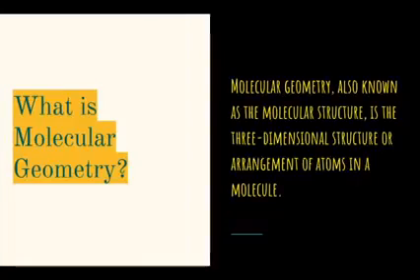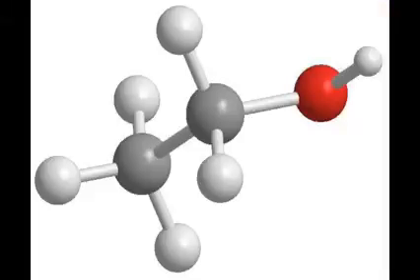Molecular geometry, also called the molecular structure, is a three-dimensional structure or arrangement of atoms in a molecule. Understanding the molecular structure of a compound can help determine the polarity, reactivity, phase of matter, color, magnetism, as well as the biological activity. It is also usually called the ball and stick model because its structure is literally just balls and sticks, just like this example.